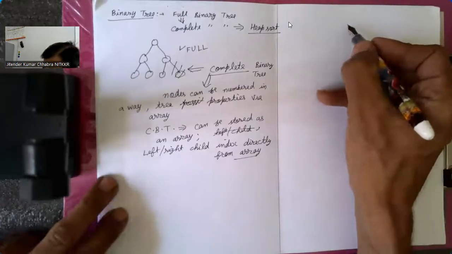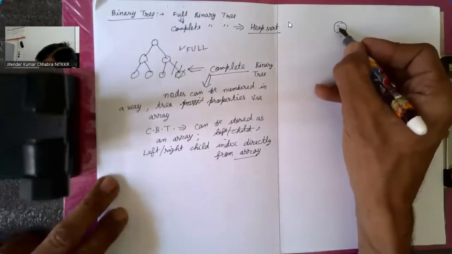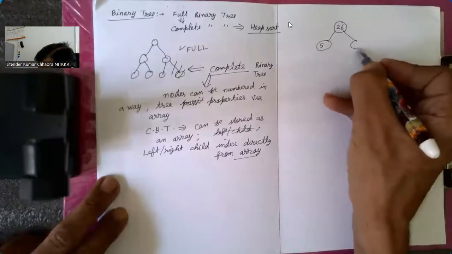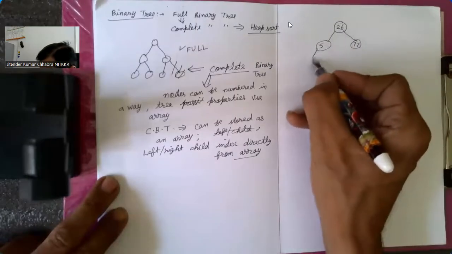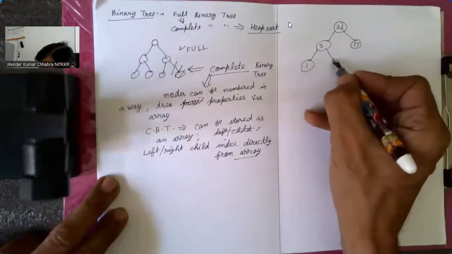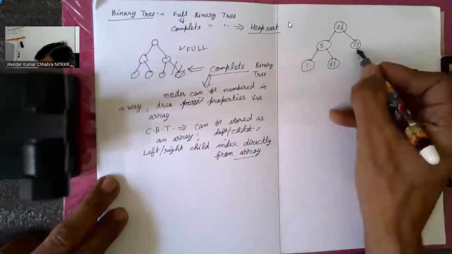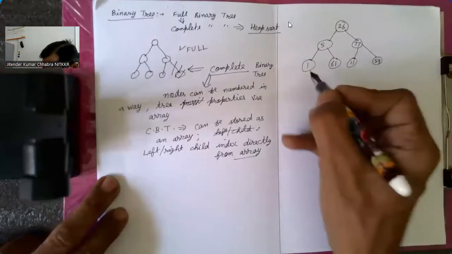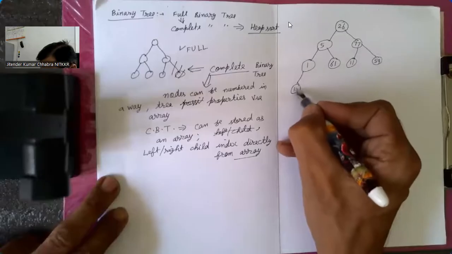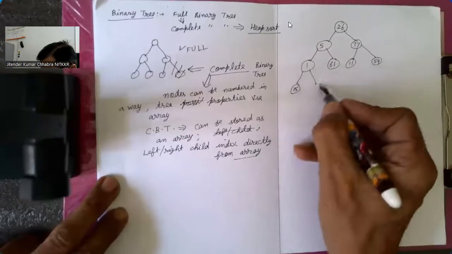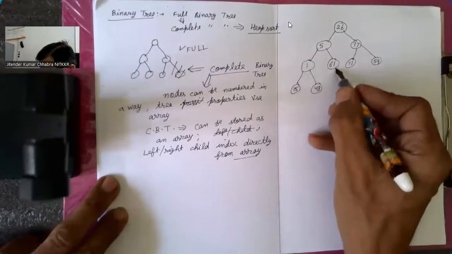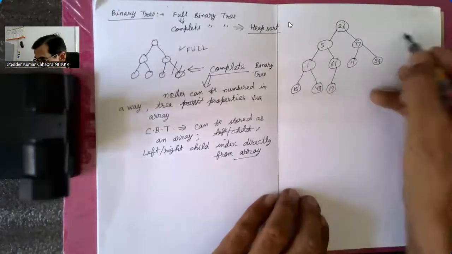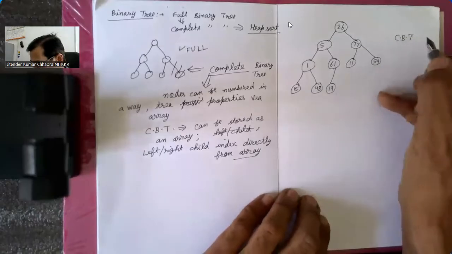Let's have a look. Let's say I have some data. For simplicity, I'm taking the data which is used in the Horowitz-Sahni book itself. Whatever data they have used, I'm trying to draw the same thing here so that once you read from the book, you are able to correlate directly. So the book has assumed the data to be something like this. Let's say I have some binary tree. This is a complete binary tree with this data.